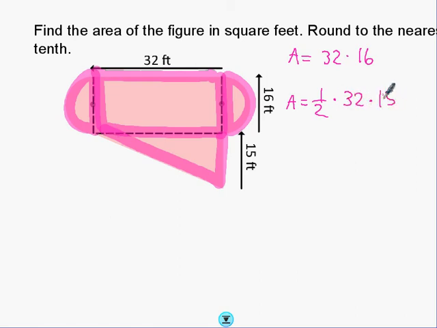And then finally, these 2 half circles, you could imagine snipping them off and putting them together, and you would actually have 1 circle. So the area of that 1 circle is pi times the radius squared. Well, we can see that the diameter is 16, so the radius is 8. This is 64 pi. If you want the total answer, plug these 3 in and add them up.